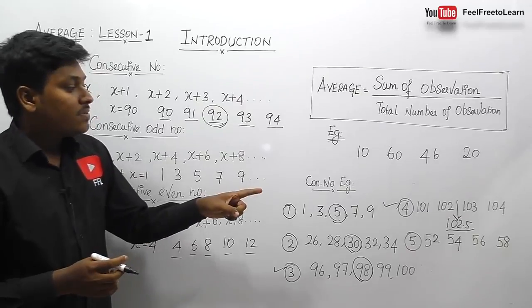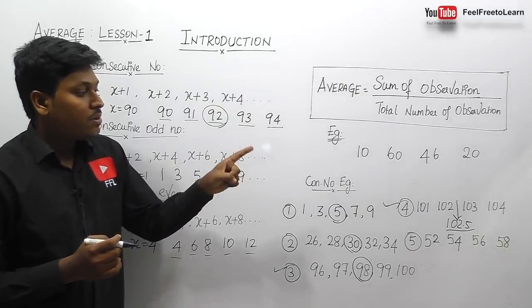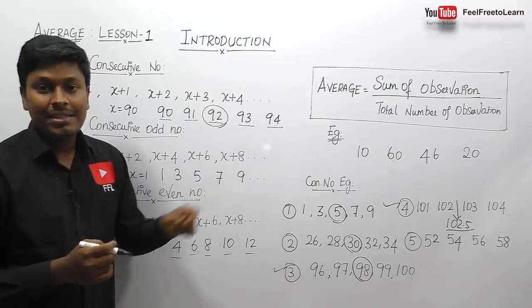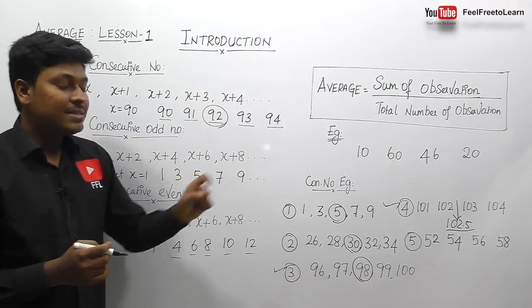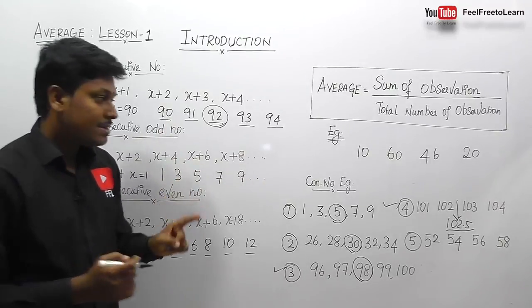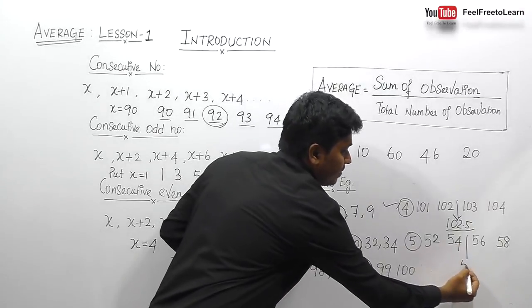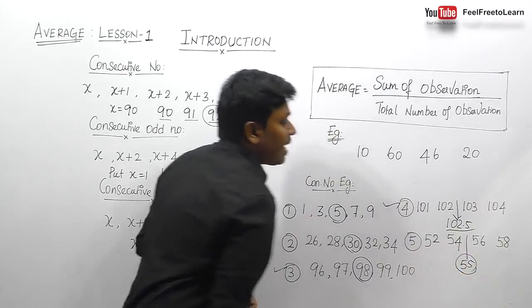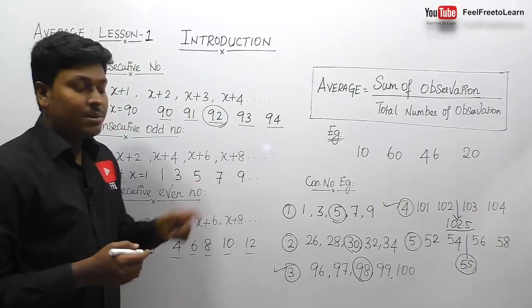So friends, the last, fifth question: 52, 54, 56 and 58. It is a consecutive even number set, right? If it is consecutive even numbers, the center number will be its average. Here the center number will be 55. So we can finally say that the average for example number 5 will be 55.